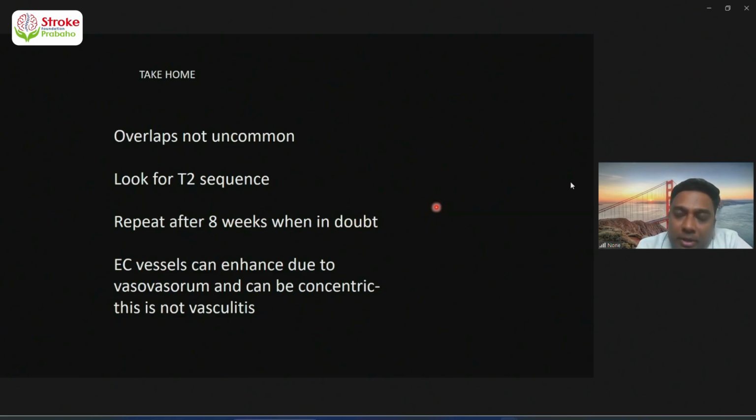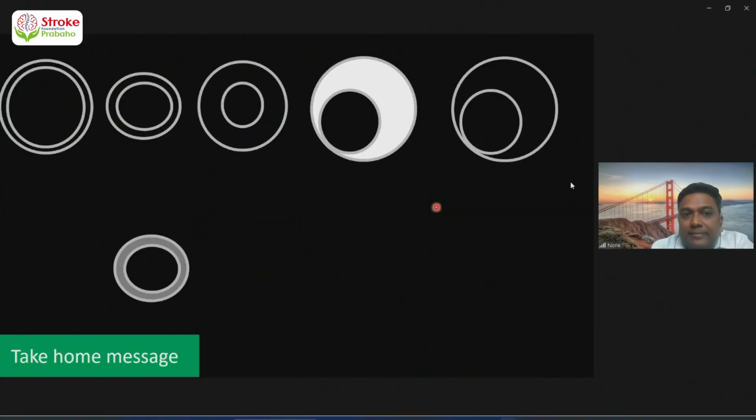If ever you're in doubt, then almost always just repeat another vessel wall imaging after maybe 2 months or so. If it is atherosclerosis, the enhancement would have gone away by then. Extracranial vessels will enhance, will show concentric enhancement. Don't call it vasculitis based on that.